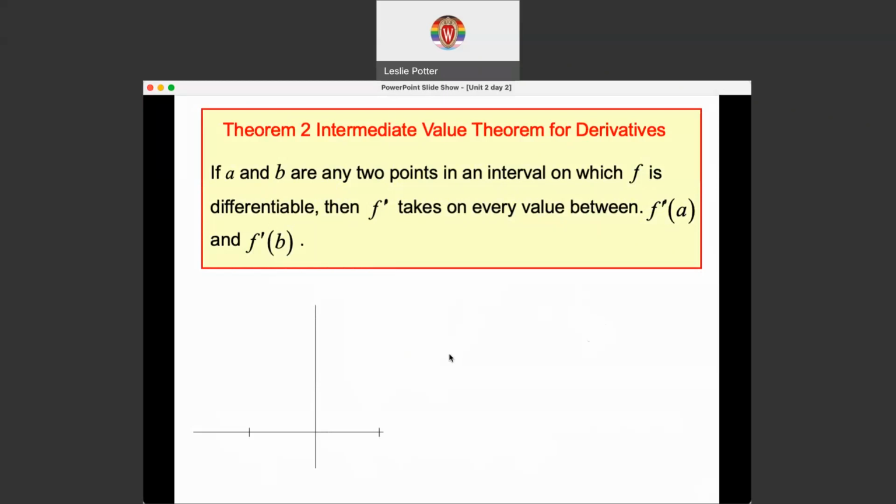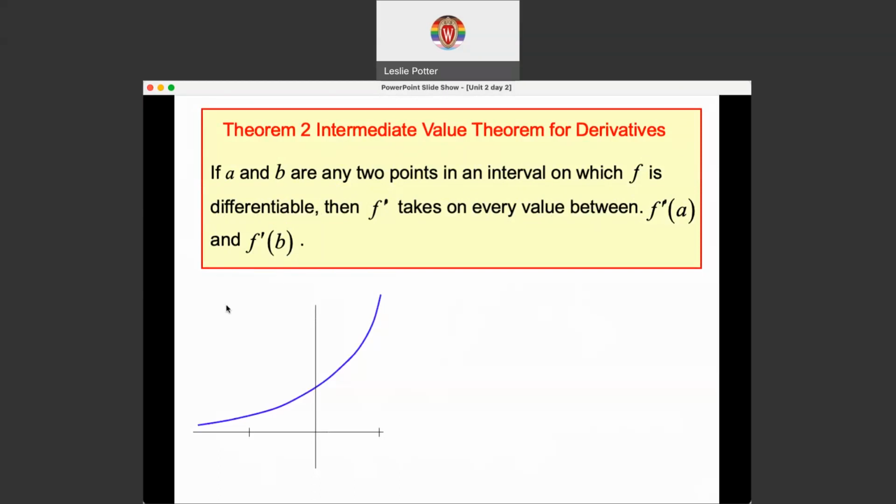Okay, and we know this function is continuous, even though it doesn't say it, right? I don't see the word continuous anywhere in this theorem, but it's differentiable. And we know that differentiability implies continuity. So even though you don't see the word continuous here, because you see the word differentiable, we know it's continuous because of the previous theorem.